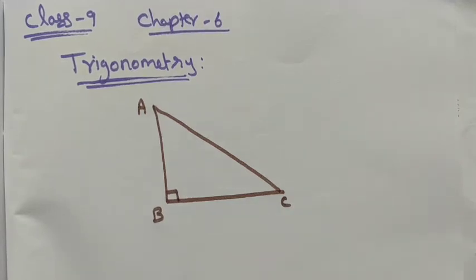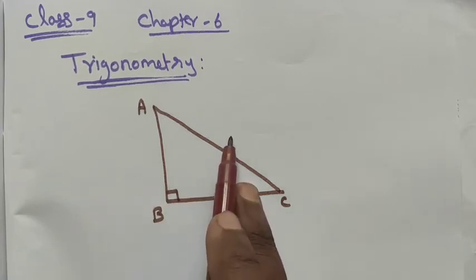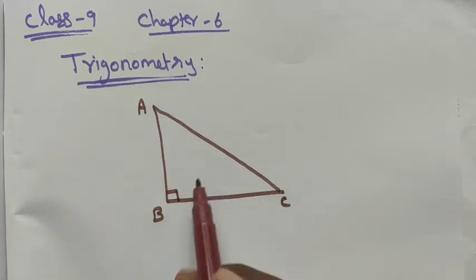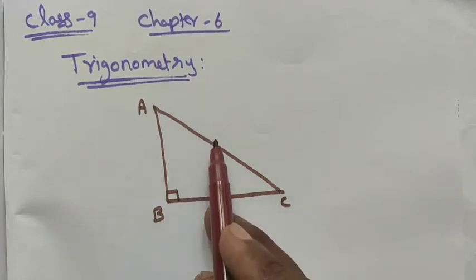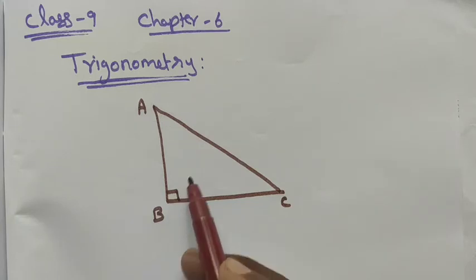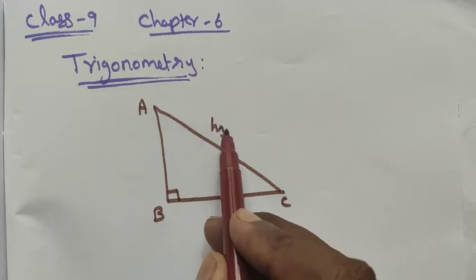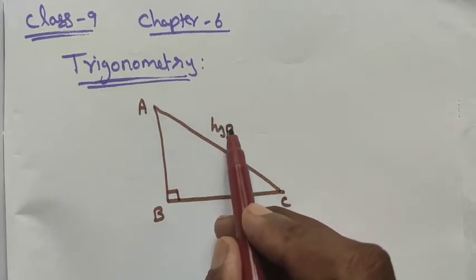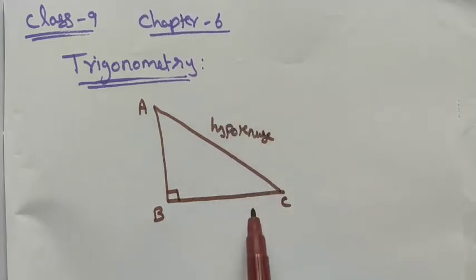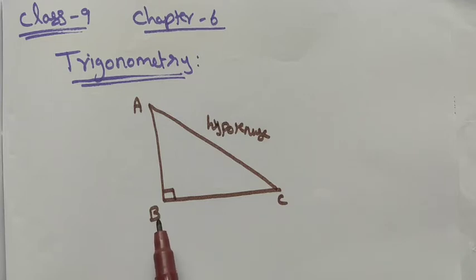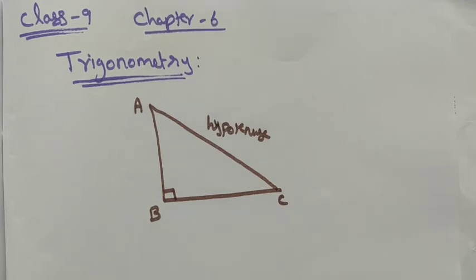We know very well the Pythagoras theorem. Sum of the squares of the other two sides is equal to the square of the hypotenuse side. Hypotenuse side means the longest side. The hypotenuse side is always located opposite to the 90 degree. See, this side is the hypotenuse side, and then the remaining two sides are, one is the adjacent side, another one is the opposite side of the angle.